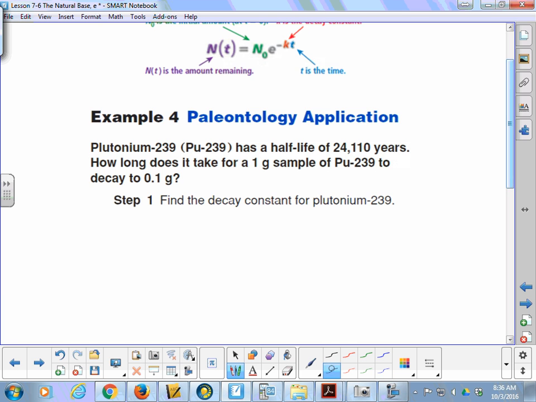So we plug in what we know. We know that our finished amount is 1/10 of a gram. Our starting amount is 1 gram. And e to the negative k times 24,110.